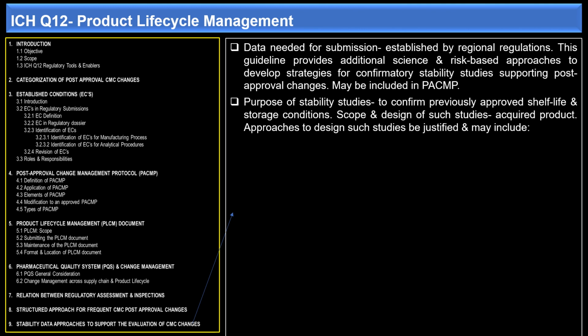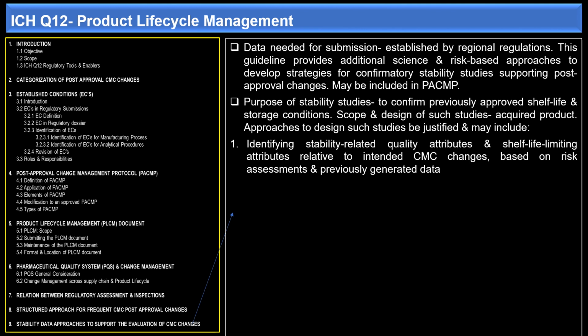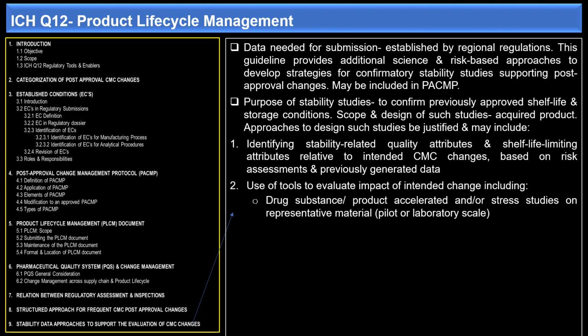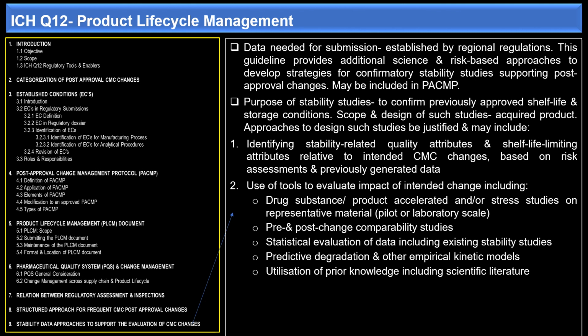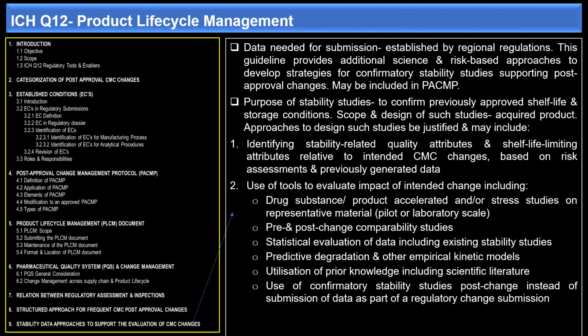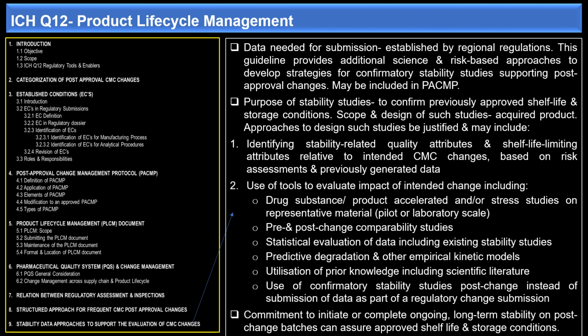Scope and design of such studies should be as per acquired product. Approaches to design such studies should be justified and may include identifying stability related quality attributes and shelf life limiting attributes relative to the intended change, use of tools to evaluate impact of intended change including drug substance product accelerated or stress studies, pre and post change comparability studies, statistical evaluation of data, predictive degradation and other empirical kinetics, utilization of prior knowledge including scientific literatures, use of confirmatory stability studies post change instead of submission of data as part of regulatory submission, and commitment to initiate or complete ongoing long-term stability or post-change batches can assure approved shelf life and storage conditions.